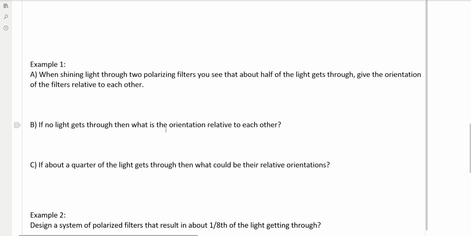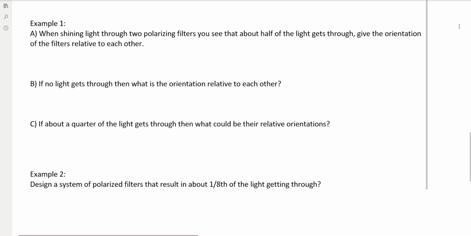So yeah, here are a couple example questions that you can try. Now it's not going to be perfect here, but it says for question 1 we've got 2 polarizing filters. If you see about half the light gets through, give the orientation of the filters relative to each other. So what this is going to do is if you have one this way, then half of the light gets through.